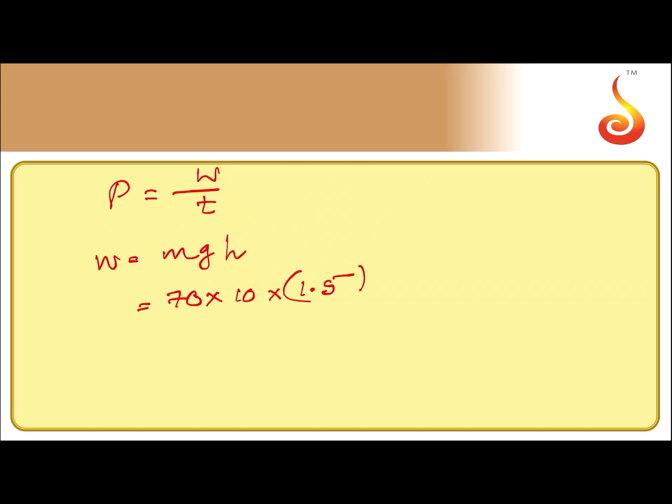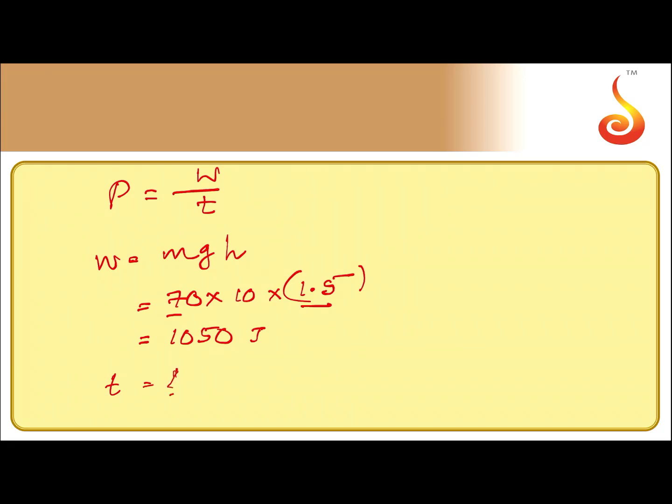The center of gravity rises by 0.5 meter before he leaps, and after he leaps the center of gravity rises by another 1 meter. That's right. So this is equal to the work done, which can be simplified: 1.5 into 70, that is 105 into 10, so we have 1050 joules. And we also need time. How to do that? Simple.